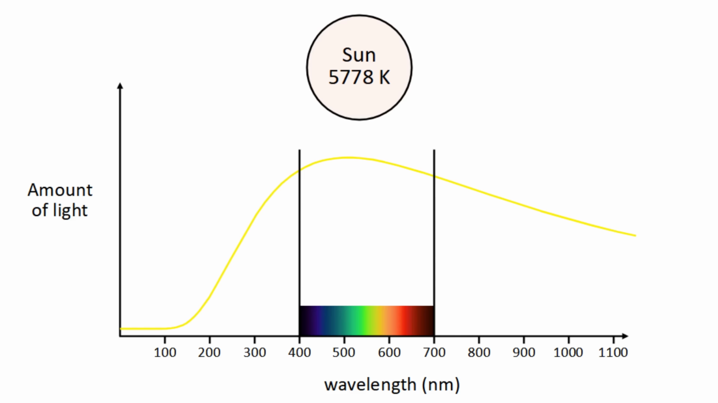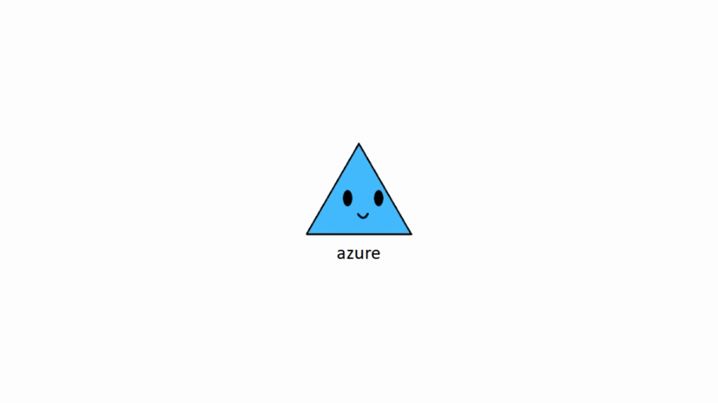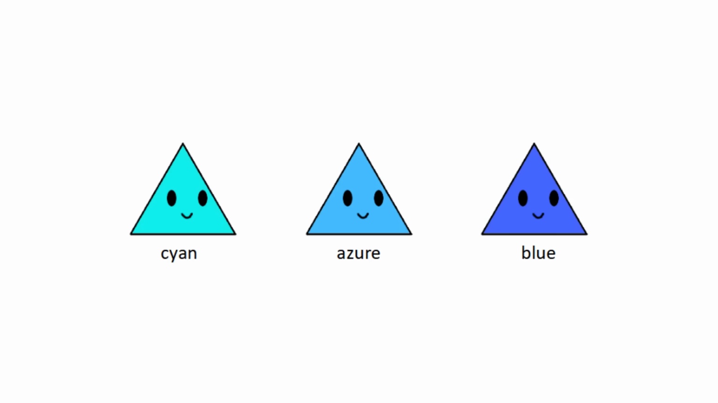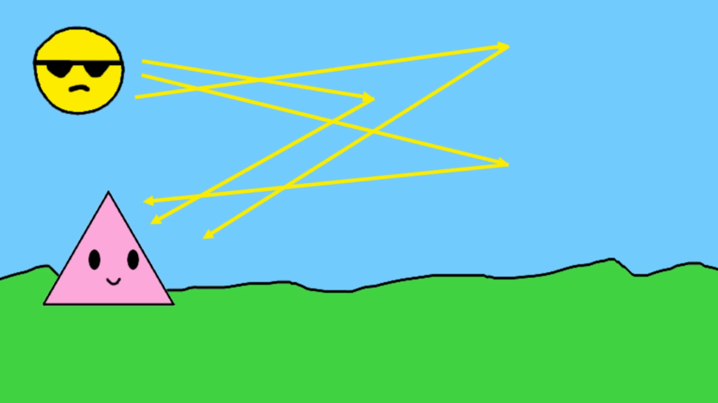Anyway, let's get back to sunlight. Even though sunlight is white, the sky isn't white. Instead, it's azure, which is in between blue and cyan. So why does the sky look like this? Well, when you look at the sky, you're not actually seeing direct sunlight. Instead, you're seeing light that's been reflected by particles in the atmosphere.